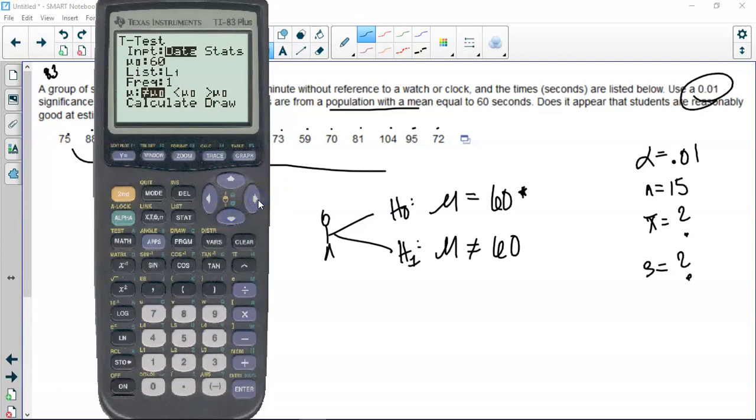Now I'm going to go to draw, and I'm going to really hope that I see shading. That's a bad sign. Oh wait, no, that's a good sign, right? Because we want to fail to reject the null. We want to keep it.